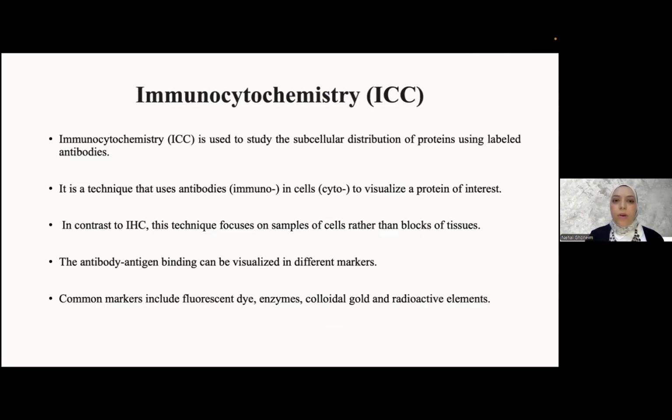Immunocytochemistry, which is the proper or general term for immunostaining, is used to study the subcellular distribution of a protein using labeled antibodies. It is a technique that uses antibodies. That's why it's immuno, in cells, cytochemistry, because the antigen-antibody reaction is used to visualize the protein of interest. In contrast to immunohistochemistry, which focuses on samples of tissues or tissue blocks, here in cytochemistry we focus on the cells, not tissue blocks.